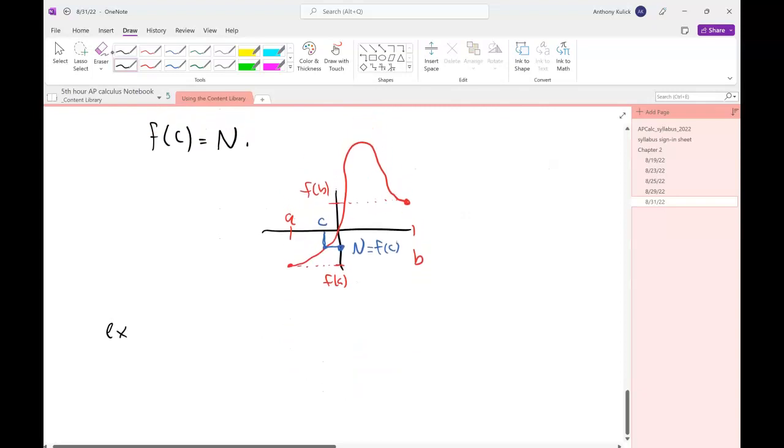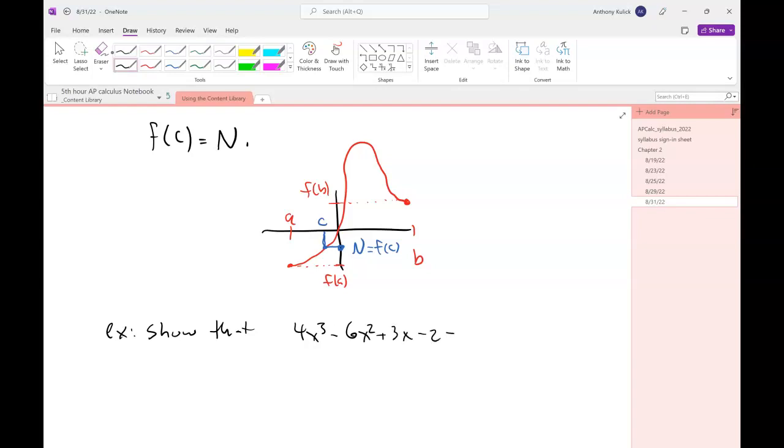So let's do an example of applying this now. Show that, let's just say, the equation has a root between 1 and 2.